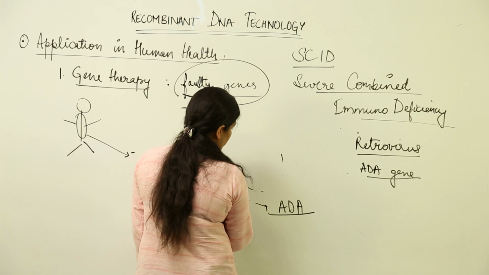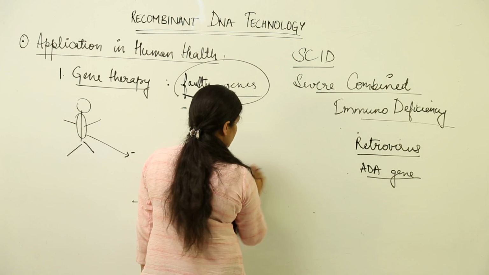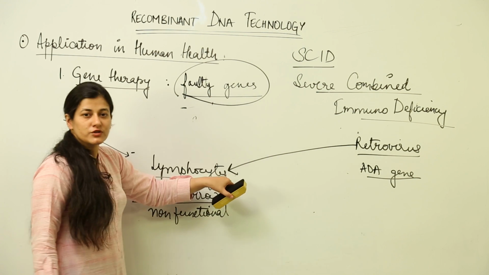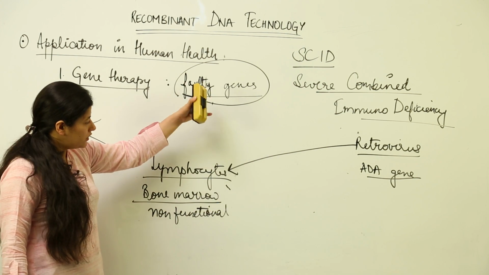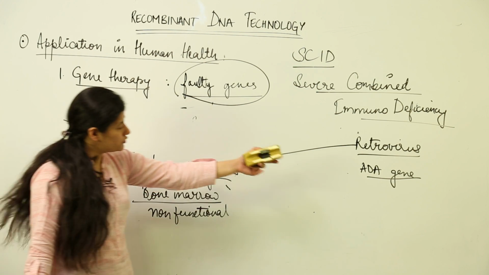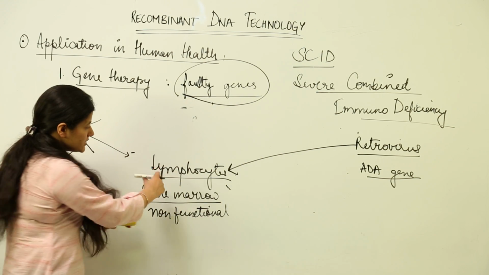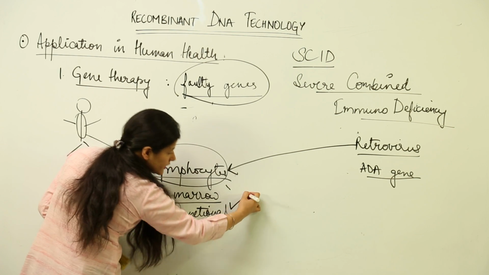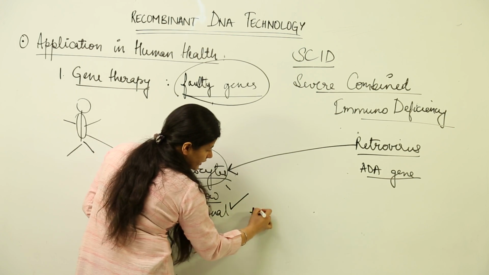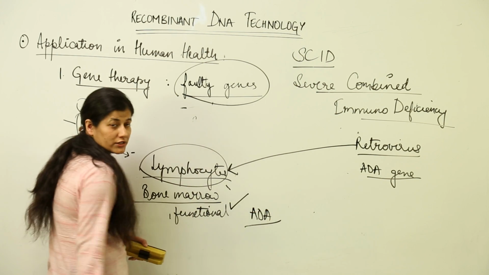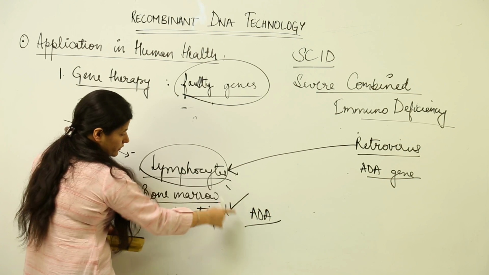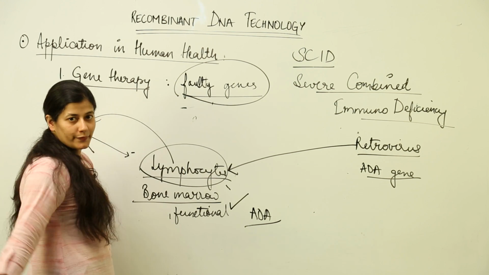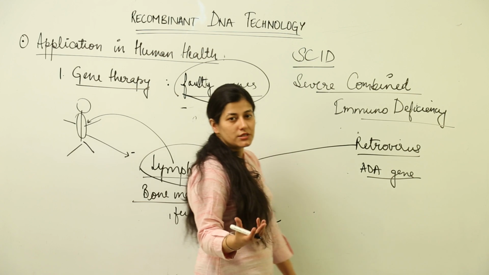Now, this ADA gene containing retrovirus would be made to infect the lymphocytes. Retroviruses have the tendency to infect, so it would be used to infect the lymphocytes. These lymphocytes would now become functional as they can produce ADA now. Where did they get the gene from? They got the gene from the vector. Now, they produce ADA. Now, they can be put back into the patient. Okay, and now the patient can produce the lymphocytes.